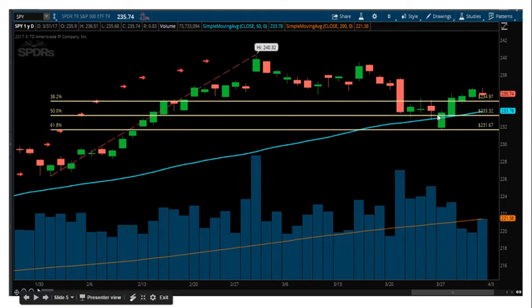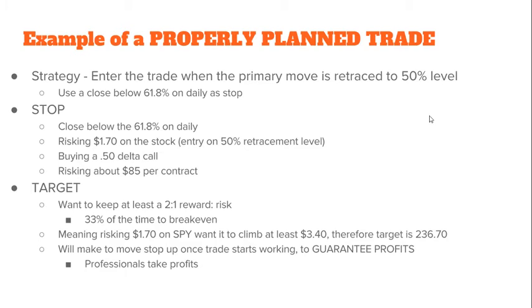We can use the 50% retracement level as an entry, and then we can use the 618, a close below the 618 on the daily, as a stop. Okay? If we did that, we would be risking $1.70, right? Because it's about $1.70 here between the 50% and the 618. So we'd be risking $1.70.